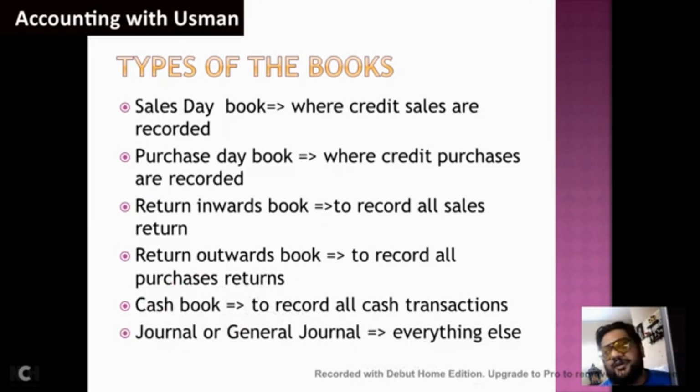Then the last book, and the most important book, is the journal or general journal. The general journal is actually a book in which everything else is recorded, by which we mean anything which is not recorded in the other four books. The general journal is very important because it follows the main double entry concept, and double entry is the backbone of your accounting.